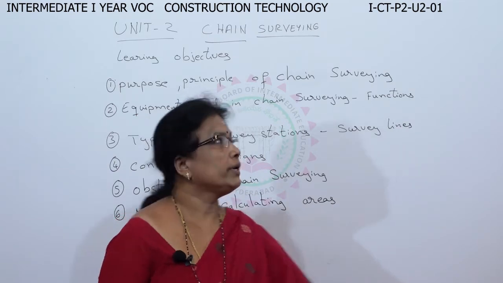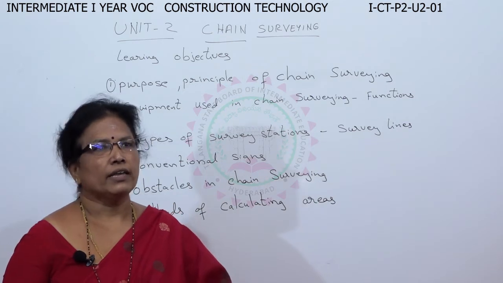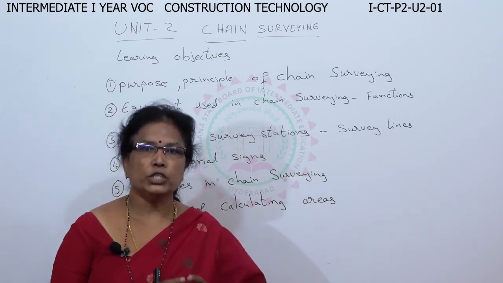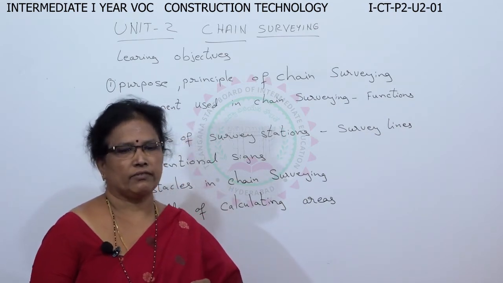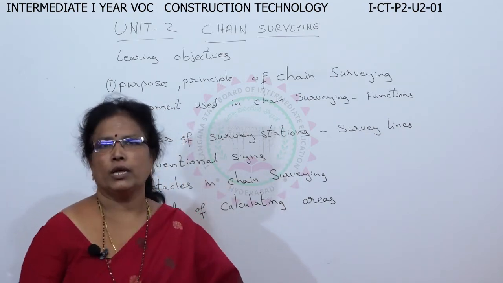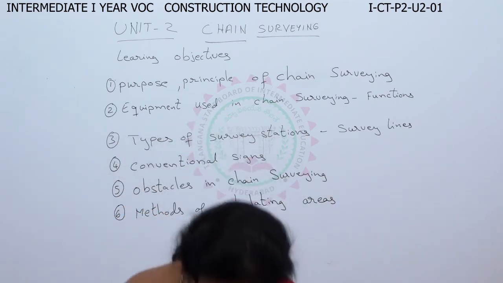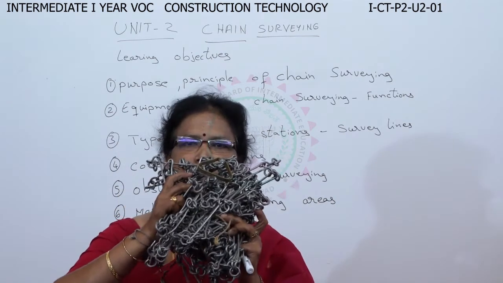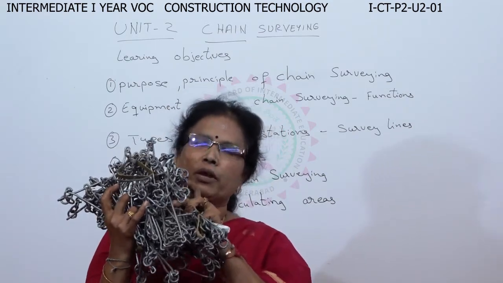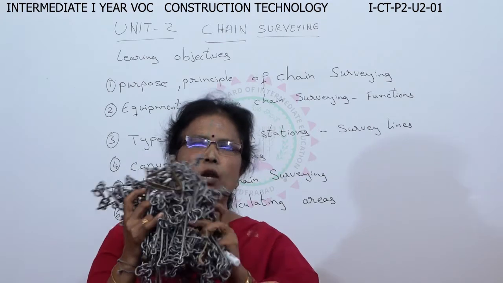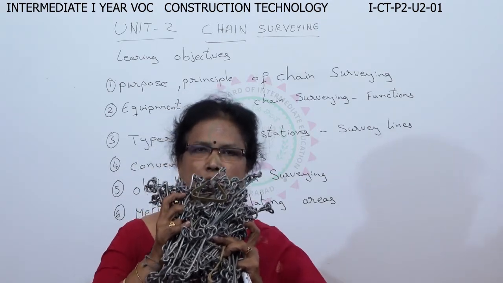Today, your second unit is chain survey. Here, we use the instrument chain to measure the distances, so it is called chain survey. First, I'll show you the instrument chain. What is chain? See, this is chain. This is the instrument chain. Now, in this chapter, we are going to use this chain to measure the distances. Let us learn about this afterwards.